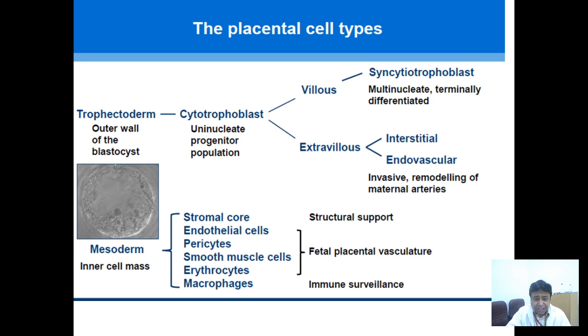So two cytotrophoblasts can fuse and form a giant cell. And a third trophoblast cell can fuse to this giant cell to form another giant cell. And slowly they form a big giant structure that is known as the syncytiotrophoblast, or the syncytium.